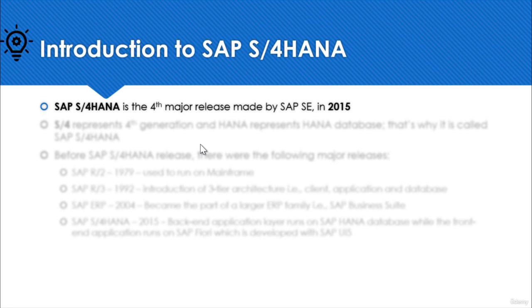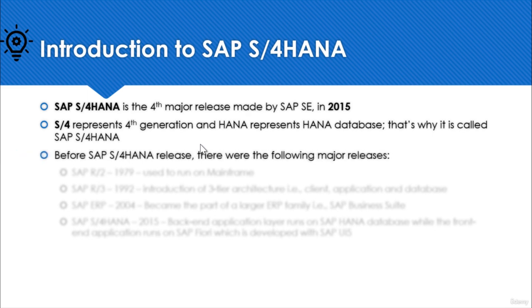SAP S4HANA is the fourth major release made by SAP SE in 2015. S4 represents fourth generation and HANA represents HANA database. That's why it is called SAP S4HANA. Before the SAP S4HANA release, there were the following major releases.